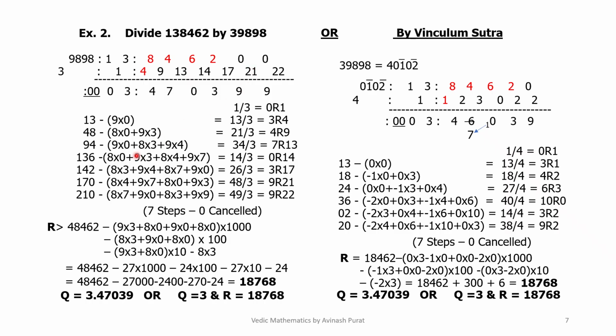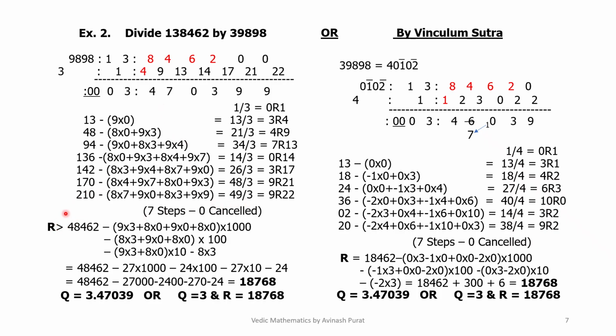So next dividend 210 minus 8 into 7 plus 9 into 0 plus 8 into 3 plus 9 into 9 equal to 49 divided by 3, that is 9 is quotient and 22 is remainder. Now this is completed in 7 steps and there is no cancellation.